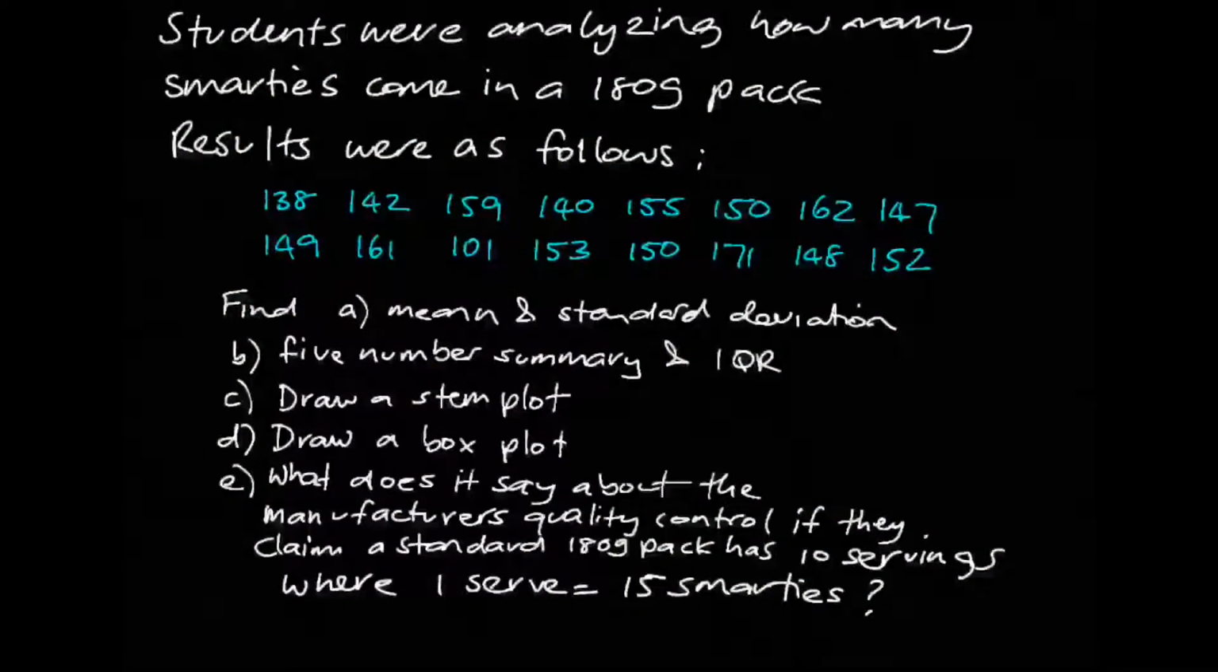Students were analysing how many Smarties come in a 180 gram pack. Results were as follows. Find A, mean and standard deviation, B, 5-number summary and IQR, the interquartile range, C, draw a stem plot, D, draw a box plot, E, what does it say about the manufacturer's quality control? If they claim a standard 180 gram pack has 10 servings, where one serve equals 15 Smarties.